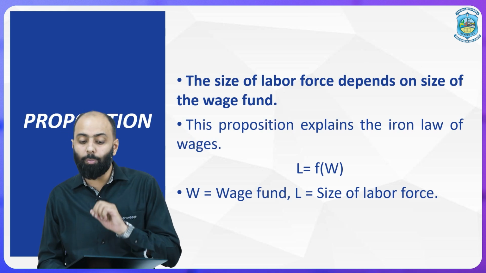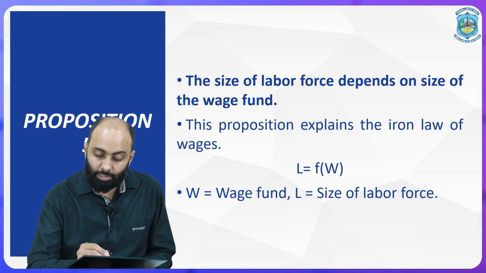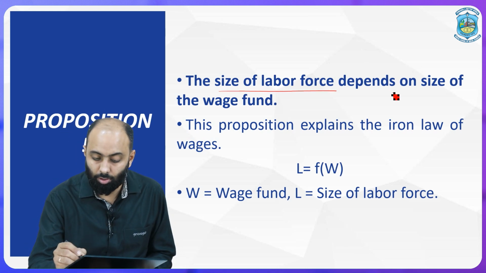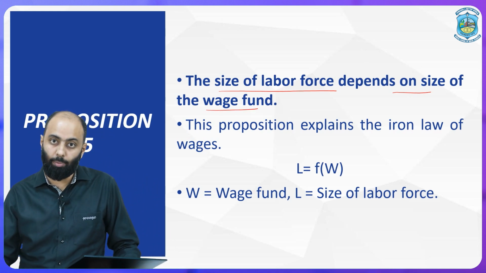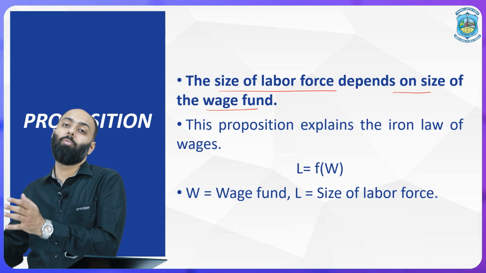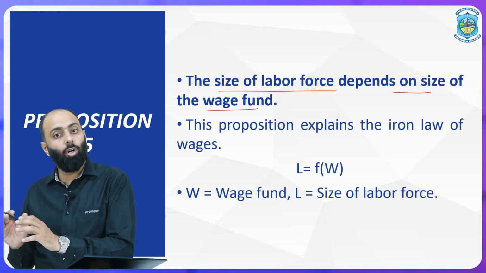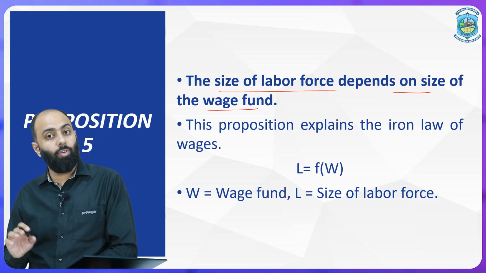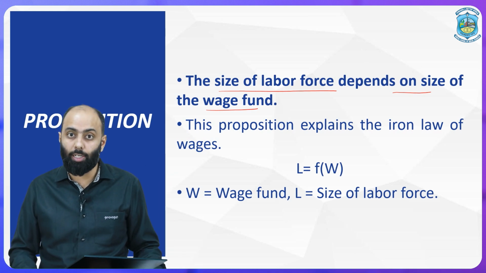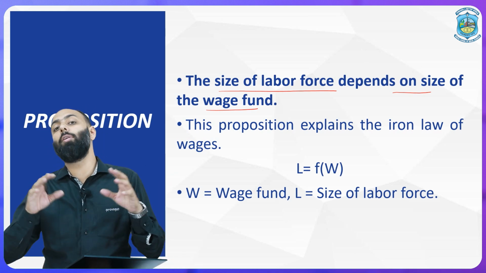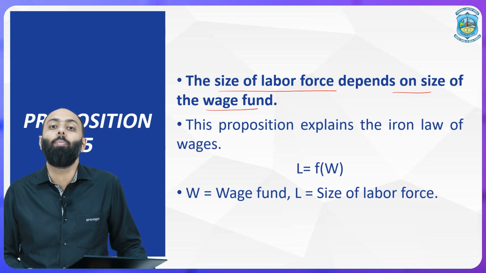Moving to the fifth proposition, it says that the size of labor force depends on the size of wage fund. If you want to have more and better labor, then you need to have more wage fund in your economy, in your business. If you are going to pay good wages, then more laborers are going to be attracted, productive laborers are going to be attracted towards that business, and people will start working with more potential.